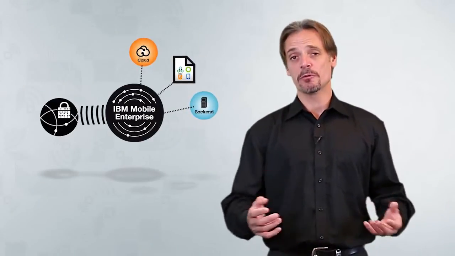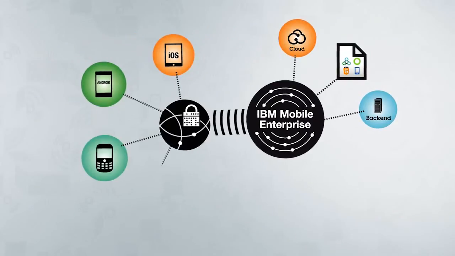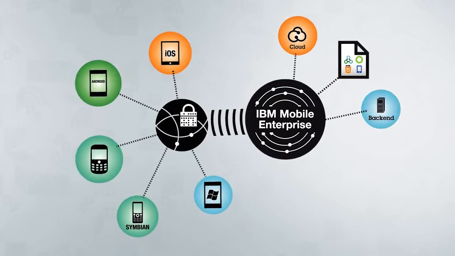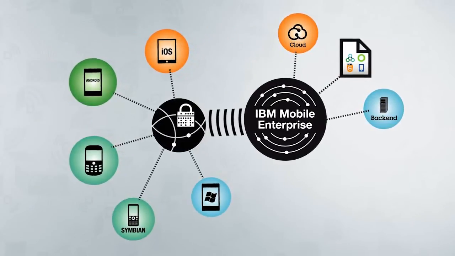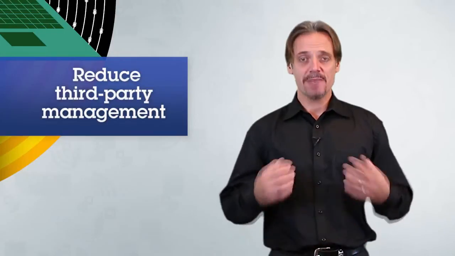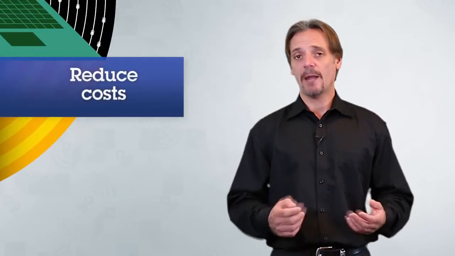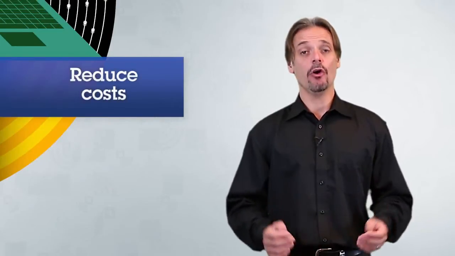IBM Mobile Enterprise can secure mobile apps via numerous protection mechanisms. These include encrypted storage and online or offline authentication. So, Mobile Enterprise not only gives you the power to develop apps for mobile devices across different platforms and operating systems, but manage and control them as well. This removes the need to deal with a fragmented group of third-party management applications. This in turn will help to reduce management time and costs.